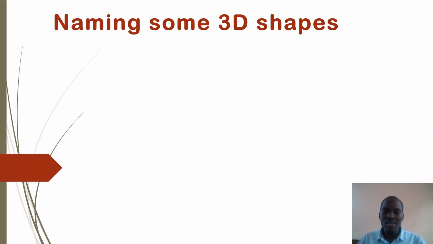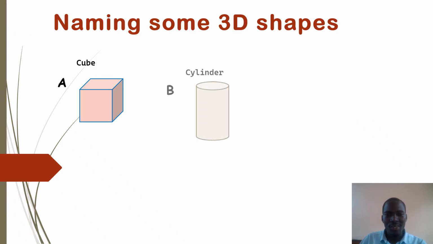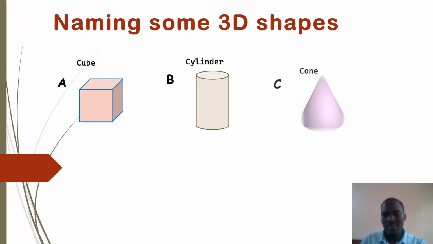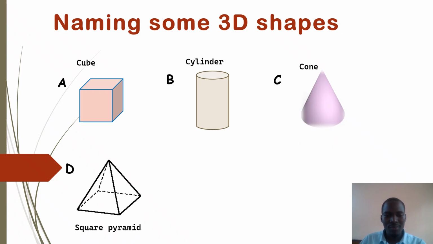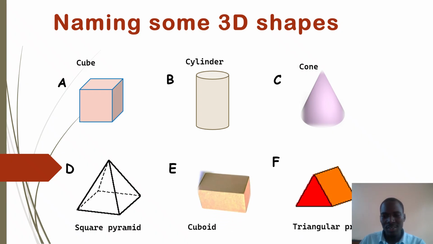Let's begin by naming some 3D shapes. You have a cube, there is a cylinder, there is a cone, square pyramid, the cuboid, triangular prism, among many other 3D shapes.